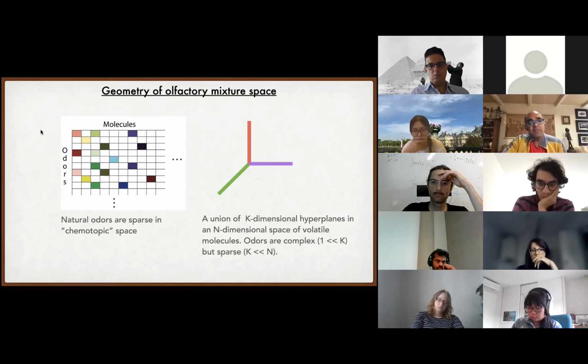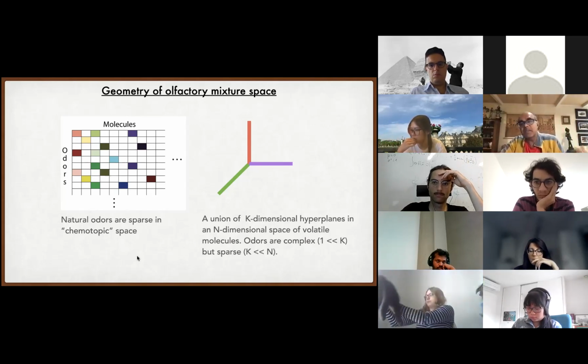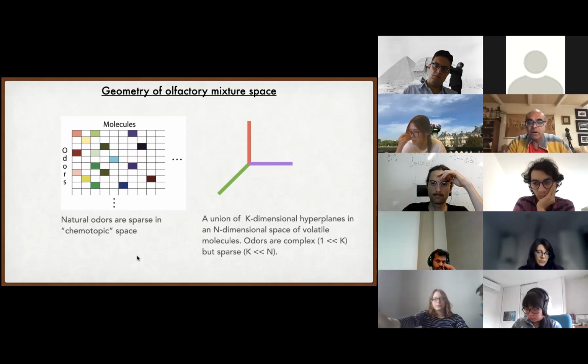And so in the very real sense, every odor, if I think about it as a concentration vector, is a sparse vector in chemotopic space. So out of the n-dimensional space of possible molecules, a natural odor will be sparse in the sense of containing k much less than n components. Call it about 40. So you might draw that the following way.